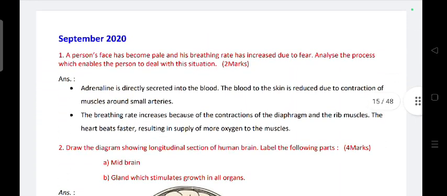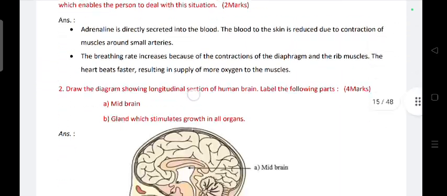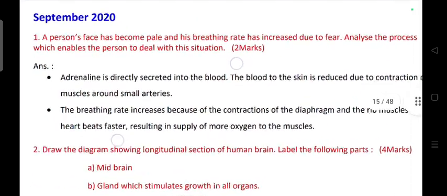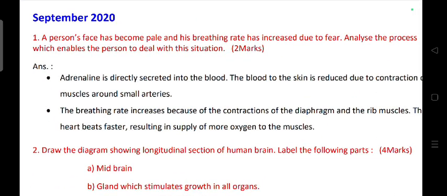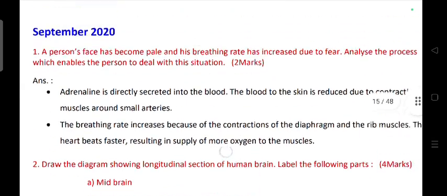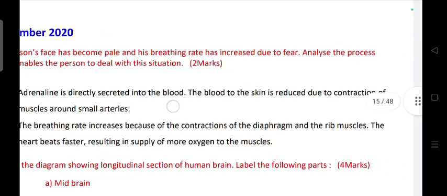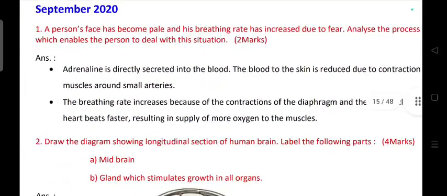Next, in September 2020, a 6 marks question was asked. One is a 2 mark question, another one is a 4 mark question. So this is the 2 mark question. A person's face has become pale and his breathing rate has increased due to fear. Analyze the process which enabled the person to deal with this situation.